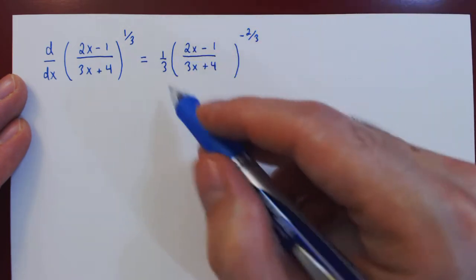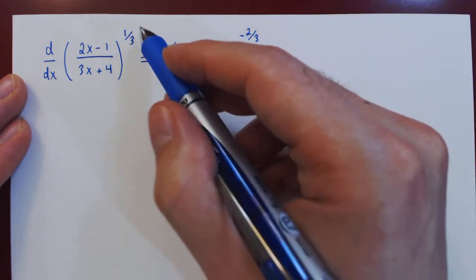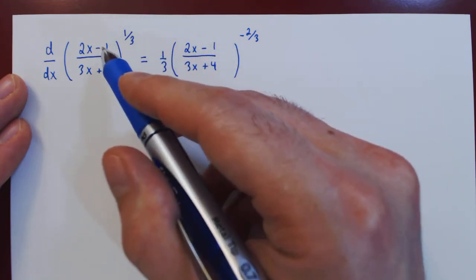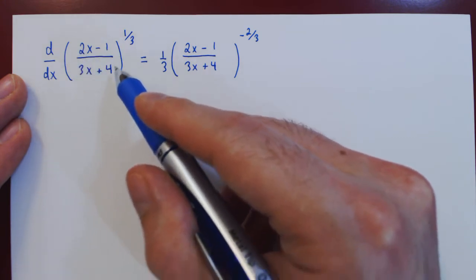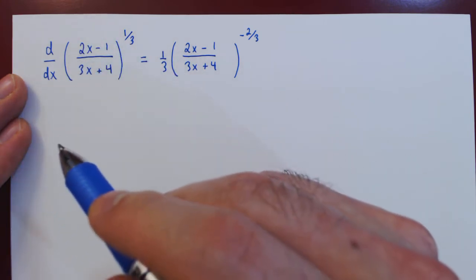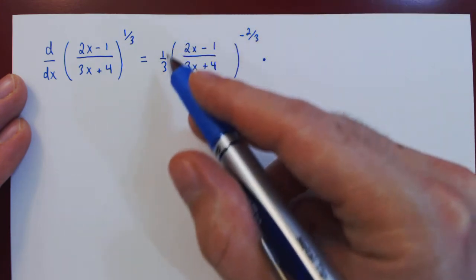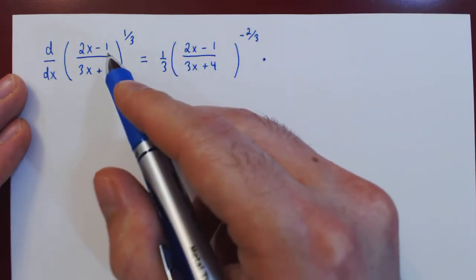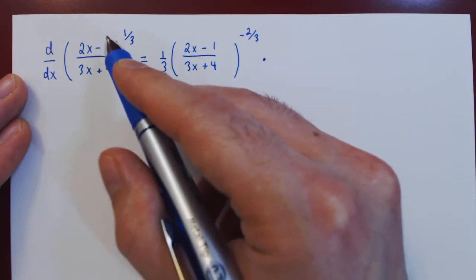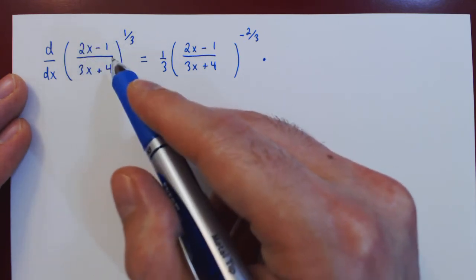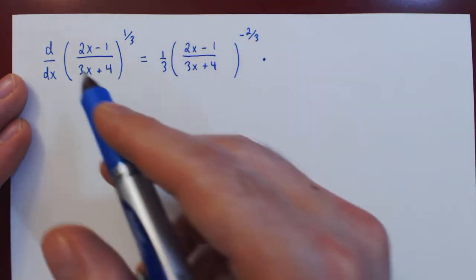But this is only the first step. Now we've taken the derivative of the outside function, so this takes care of the power of 1/3. But there is a second layer, the inner quotient. So now by the chain rule, we have to multiply this expression by the derivative of the second layer, the inner function. And since we have a quotient, to differentiate this, we have to apply now the quotient rule.